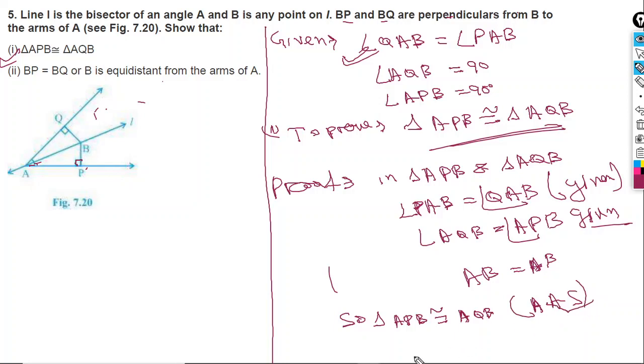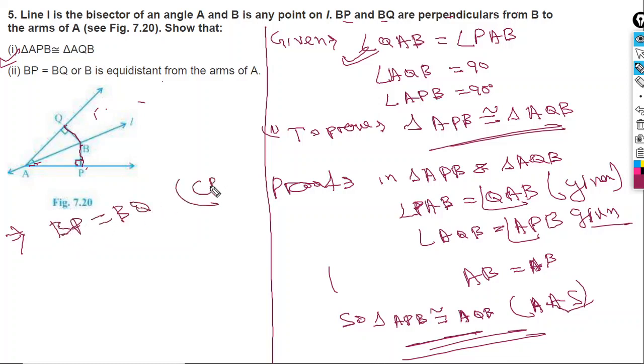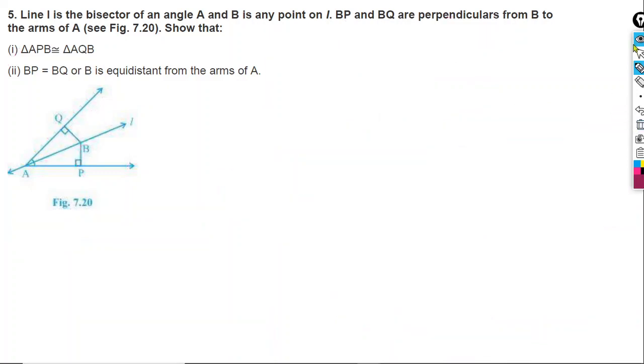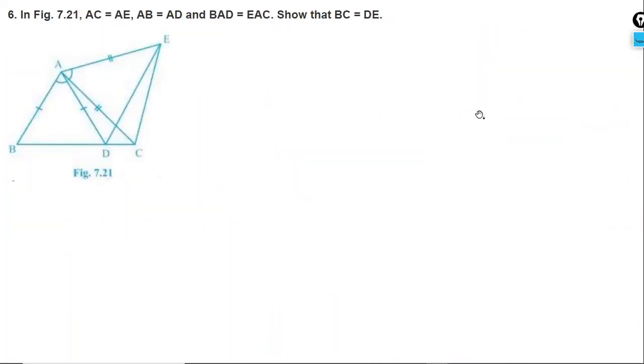As these two triangles are congruent, their corresponding parts will be equal. So it implies that you can see this side BP and BQ will also be equal. So BP equals BQ. Why? CPCT, corresponding parts of congruent triangles. So question number 5 is also solved. Now we will move to question number 6.